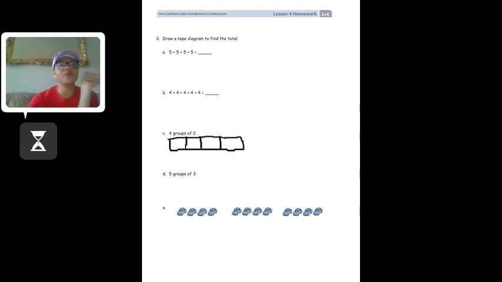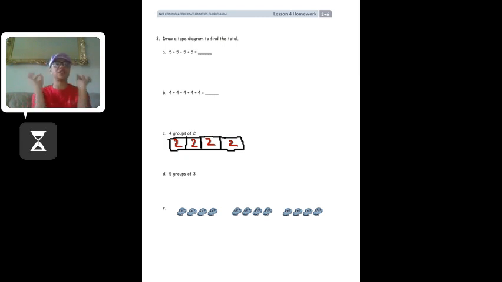So if there's 4 groups of 2, that means I'm going to be adding 2 in each group. So I'm going to write the number 2 down in each group. So that's 2 in the first group, in the second group, and then there's 2 in the third group, and then there's 2 in the fourth group. So now I have 2 in each group. I have 4 groups with the number 2 in each equal size square, in each equal size group.